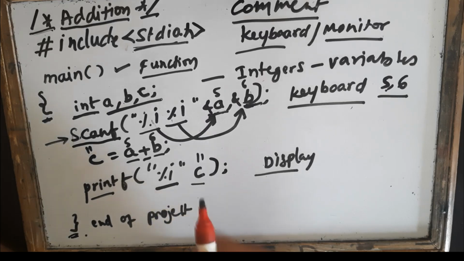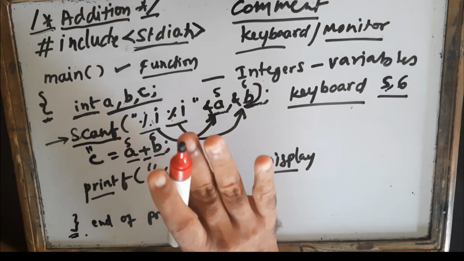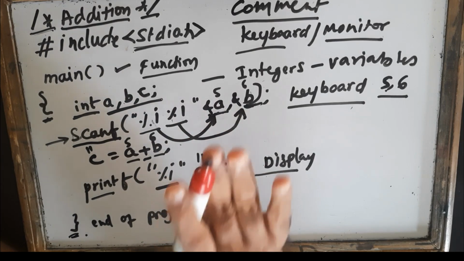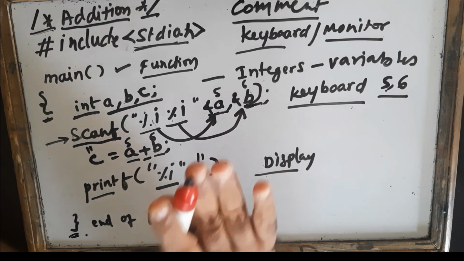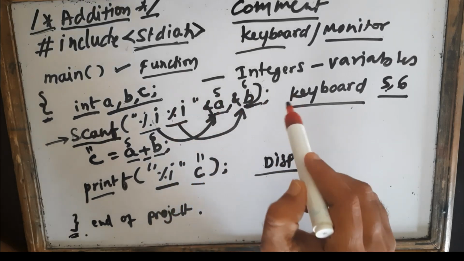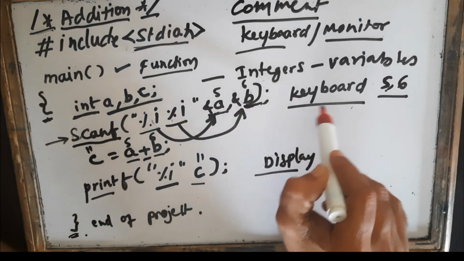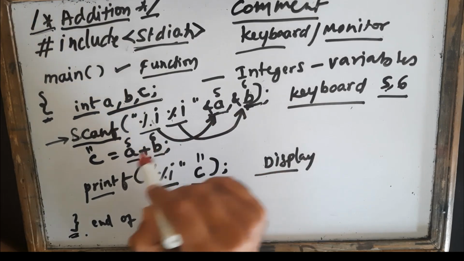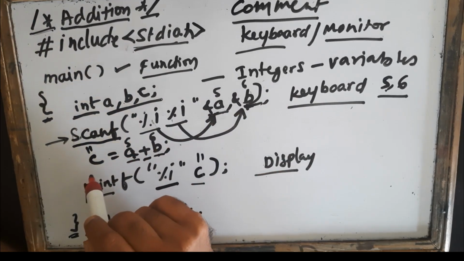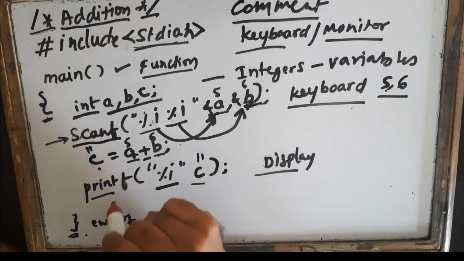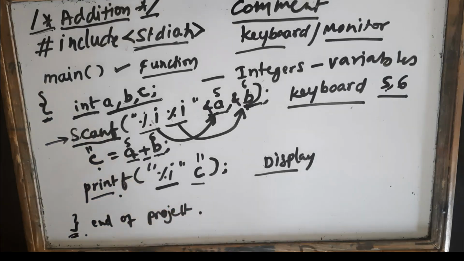So in this way, this is a very basic example of a program that you can write for addition, where two variables will be read from the keyboard and stored into a and b, and a and b will be added and stored into c, and c will be displayed on the monitor.